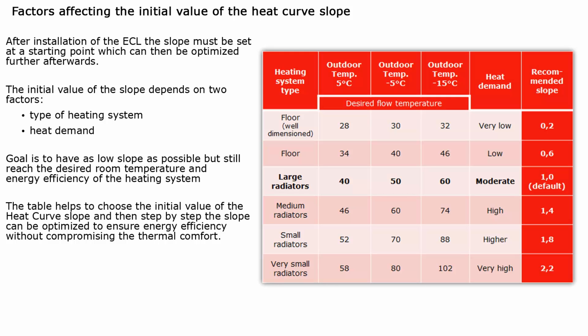Another example: the building has medium-sized radiators, but the building is well insulated, so the heat demand is low. The initial value of the slope can then be in the range from 0.6 to 1.4. In this case, the default value of 1.0 may be a good initial value of the slope.